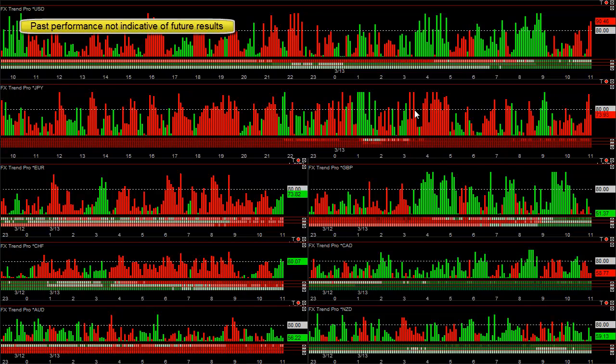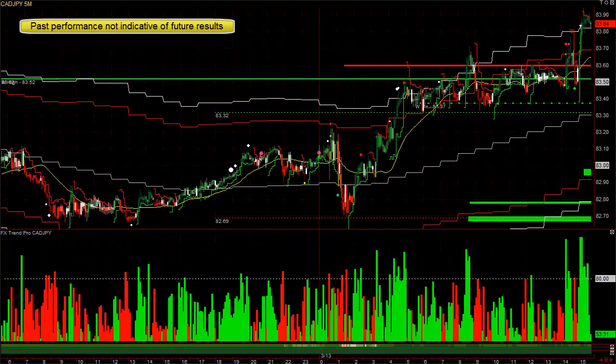Weak yen, strong CAD, so therefore you want to buy the CAD yen. And as you notice on this chart, it just went straight up. Somewhere around that 4 o'clock area, it was at 83, it went up 90 pips. And there was plenty of opportunities, especially in the beginning, up 20 pips, up 30 pips.